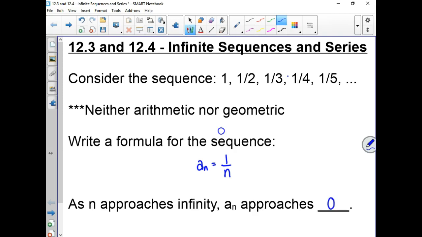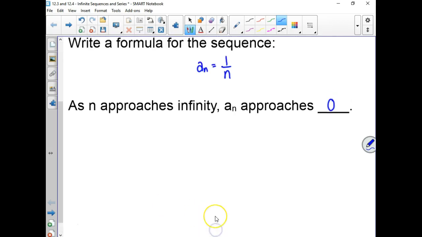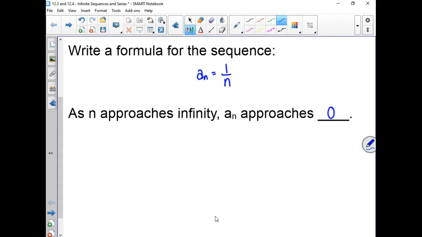Okay? And this is a limit, and limits are a major part of calculus. So let me show you the notation that we use for this. The limit is like we're going towards infinity, but the limit is 0 because that value is never going to get below 0, right?